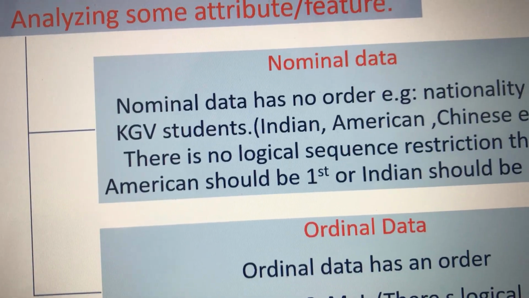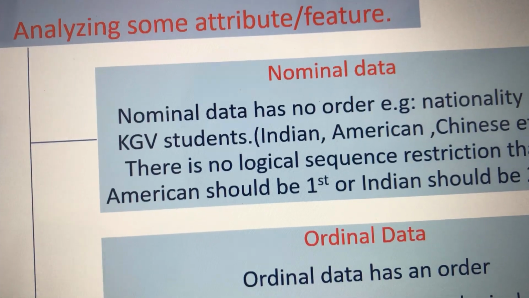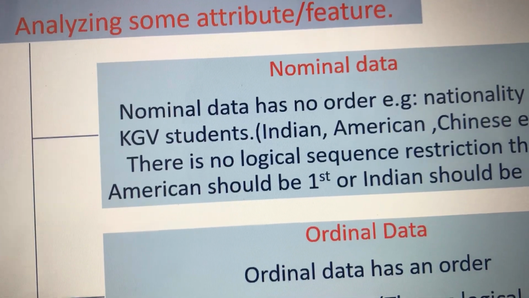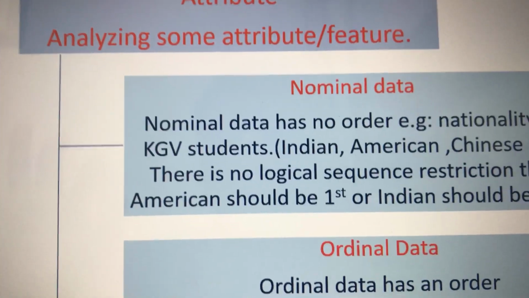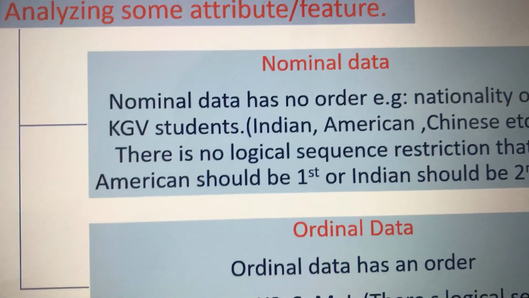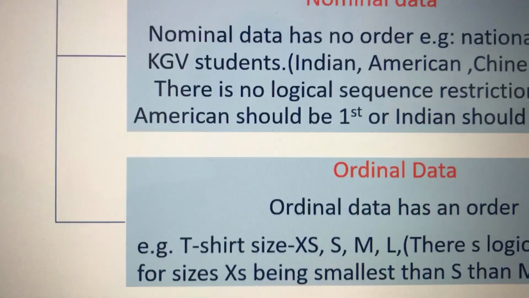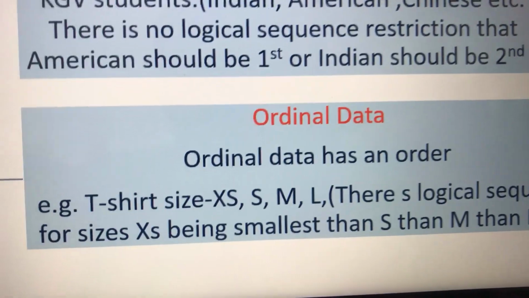Student one can say American, then Chinese, then Indian. Student 2 can say Chinese and then American and then Indian. So that's why we call it nominal data. Nominal data has no order, whereas ordinal data has specific order.